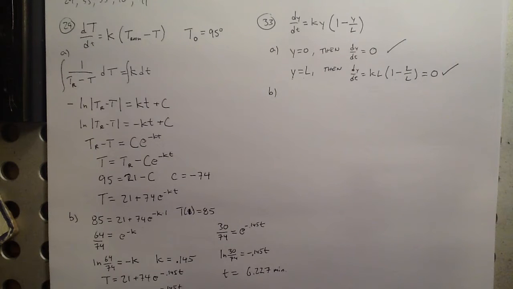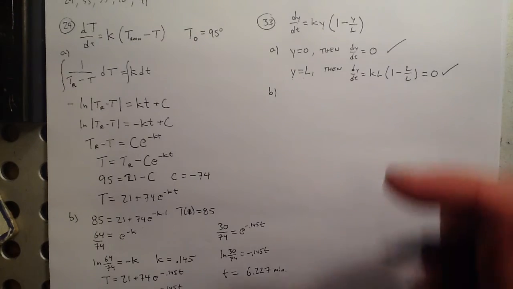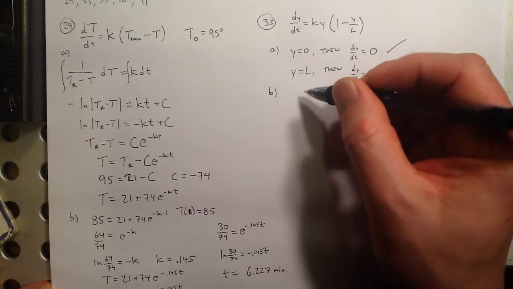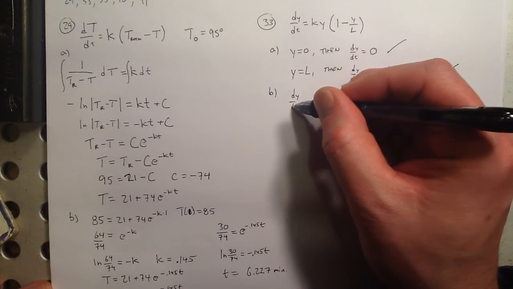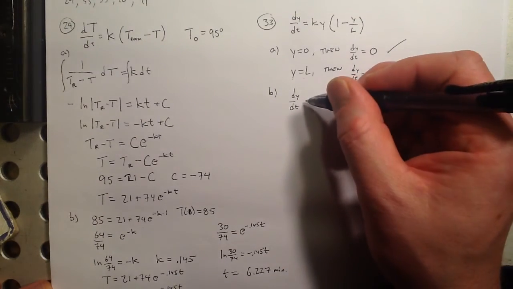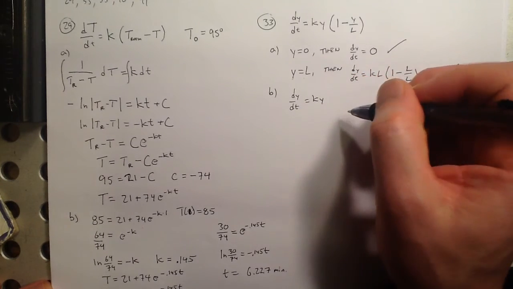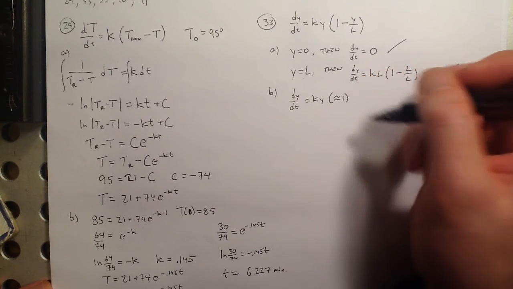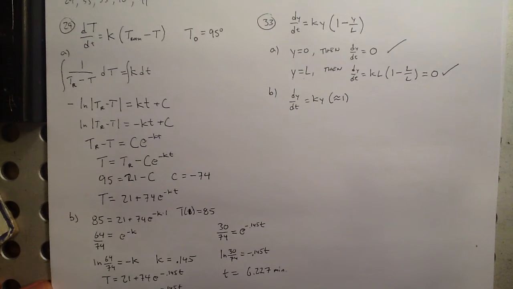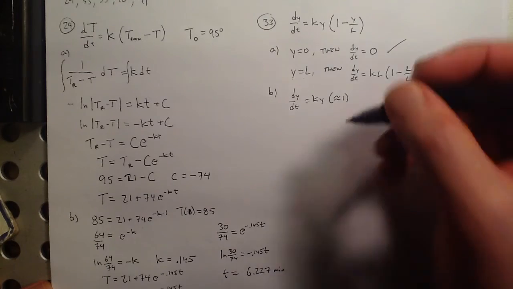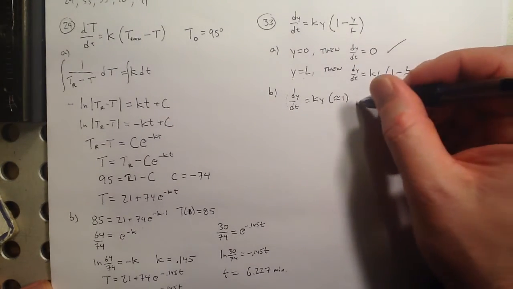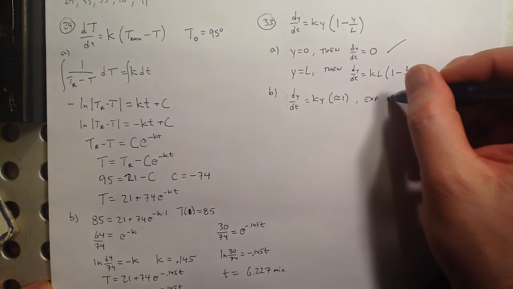B, explain why the logistic model should behave much like an exponential growth model if y is very small relative to L. We talked about this in class. If y is much smaller than L, then we have dy dt equal to ky times something that's very nearly equal to 1. That's approximately 1. And if that's approximately 1, then the differential equation is just this, and that's the exponential model.